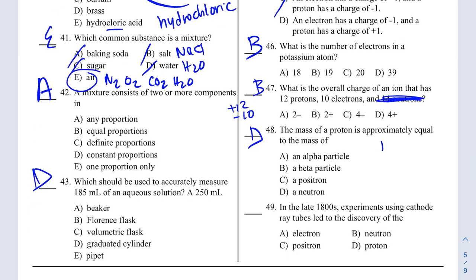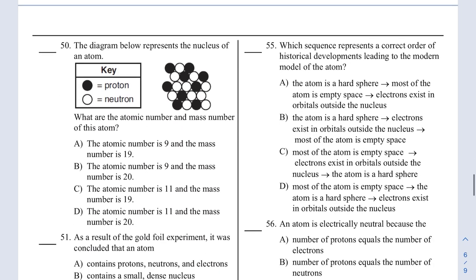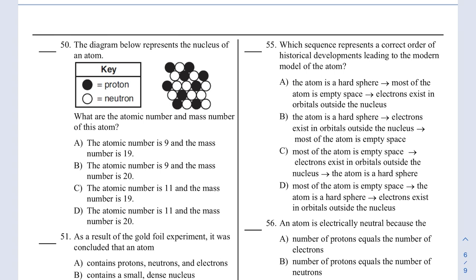Double check. In the late 1800s, experiments using the cathode ray tube led to the discovery of, that's J.J. Thomson, the electron. Number 50. What is the atomic number and the mass number? So first of all, atomic number is the number of protons. So that's going to be 1, 2, 3, 4, 5, 6, 7, 8, 9. Atomic number 9.